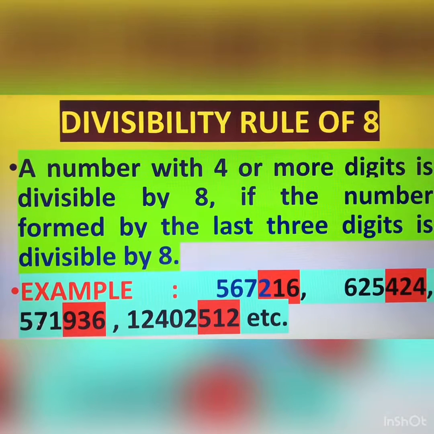Similarly, this 5,71,936 is divisible by 8, and this is also a large number, you can say here. This is what? 1,24,024 lakh and 2,512. This is divisible by 8 because the last 3 digits, that is 512, is divisible by 8. So all these types of numbers are divisible by 8.